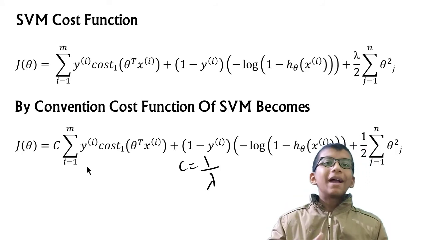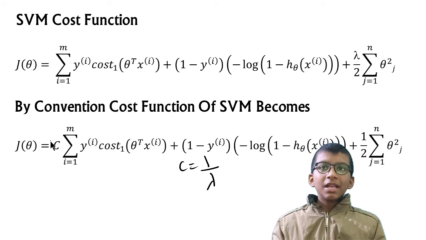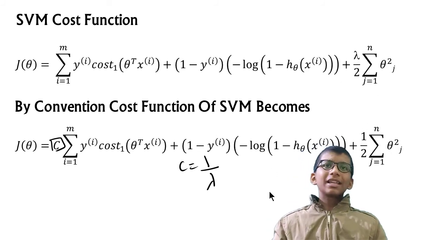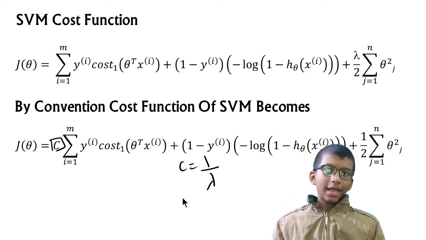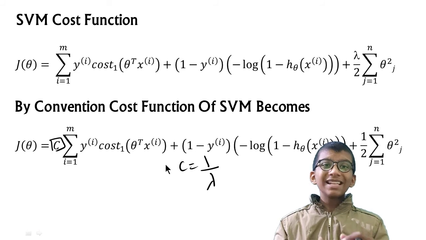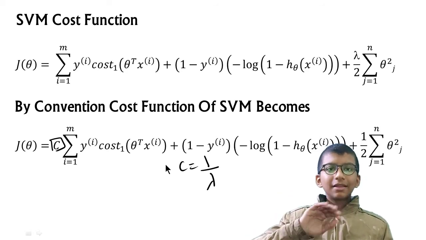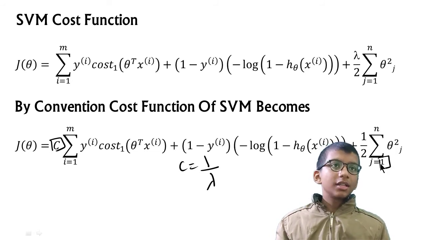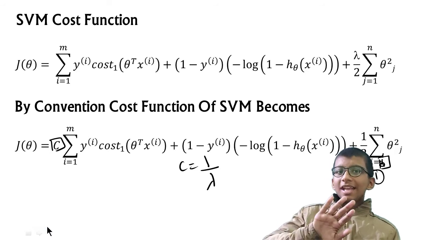By convention, it is given the name C as a regularization parameter by whoever created the support vector machine, and we always put it first and remove this lambda. You will get the same result. Again, 1 by 2 times the sum over the number of training examples, except theta 0. We don't regularize theta 0 because we don't want to penalize it, so we separate theta 0 and then start regularizing. Or we can start with j equals 1, not 0. No need to separate theta 0, because it is already separated.